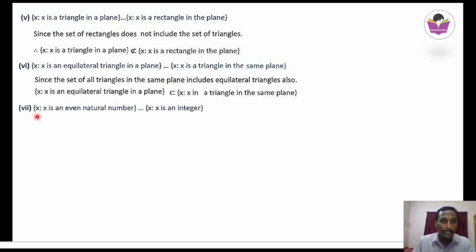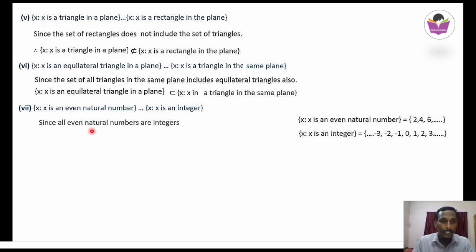Next one is question number 7: x such that x is an even natural number, and here x is an integer. Even natural numbers are 2, 4, 6, etc. Natural numbers start from 1, 2, 3, etc., and from there the even numbers are 2, 4, 6, etc. And here x is an integer. Integers are negative numbers, 0 and positive numbers. Surely these elements are included here also, so the first one is a subset of the second one. The reason we can write: since all even natural numbers are integers, the first set is a subset of the second one.